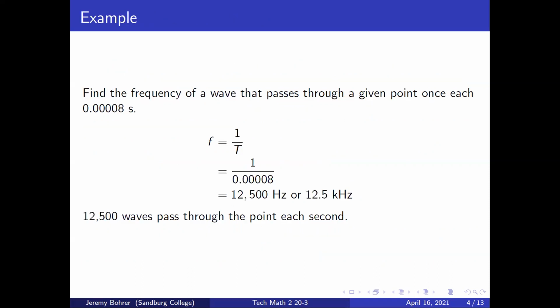Find the frequency of a wave that passes through a given point once each 0.00008 seconds. f equals 1 over T, which is equal to 1 over 0.00008, which is 12,500 hertz or 12.5 kilohertz. 12,500 waves pass through the point each second.